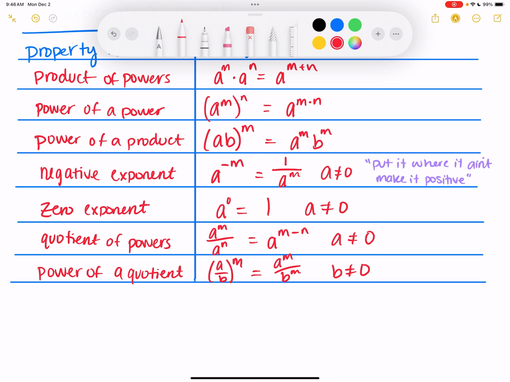Alright, so basically at this point we just have examples. Nothing too crazy.